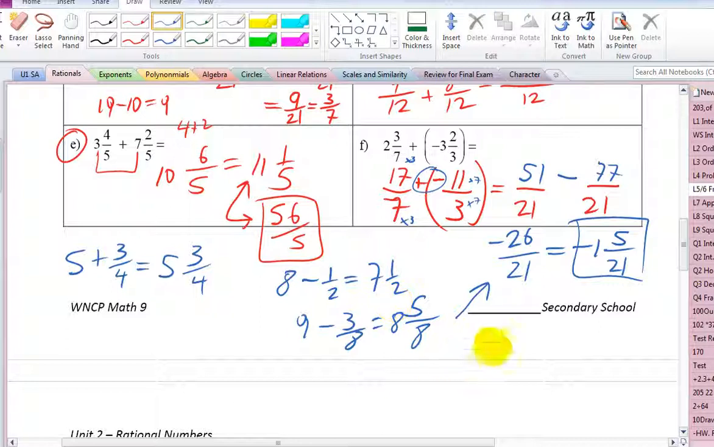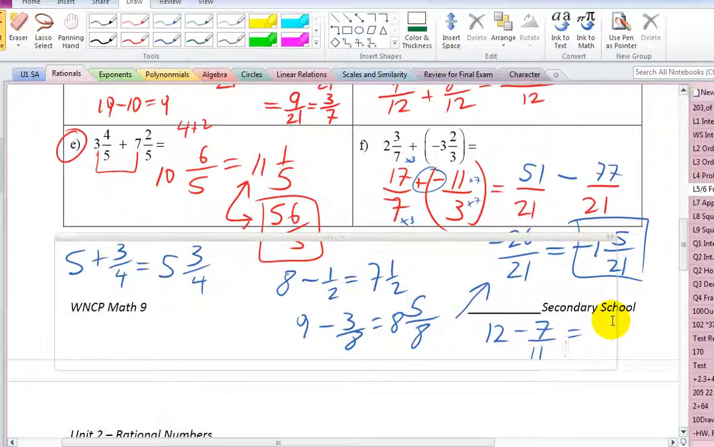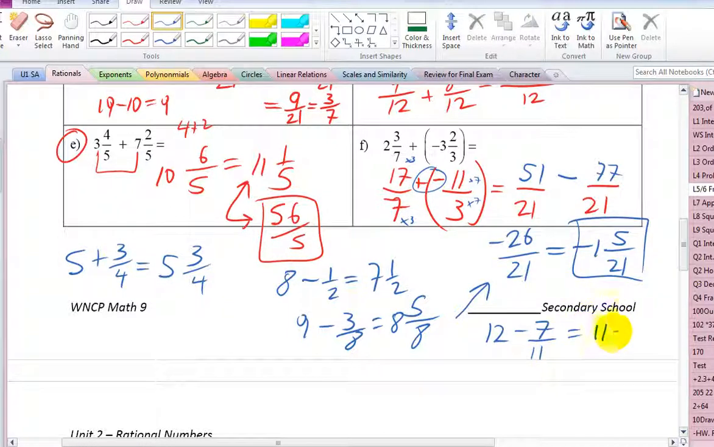And how many 8s would be left over? You guys are fraction experts. What about this? 12 minus 7 over 11. What does that equal? 11 and 4 over 11. Just pointing out some stuff for you, okay?